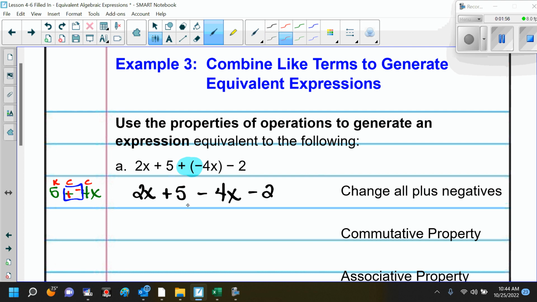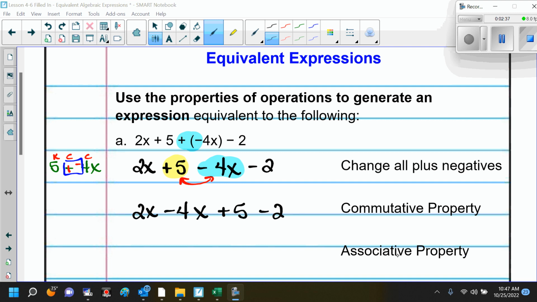So I'm going to use my commutative property just to flip those two. Okay? So here we have 2x, and now we're going to use the commutative property. Remember, the operation follows the number. So we're going to put a negative 4x next. So this is going to be minus 4x. And then the positive 5 is going to be plus 5 and then minus 2.